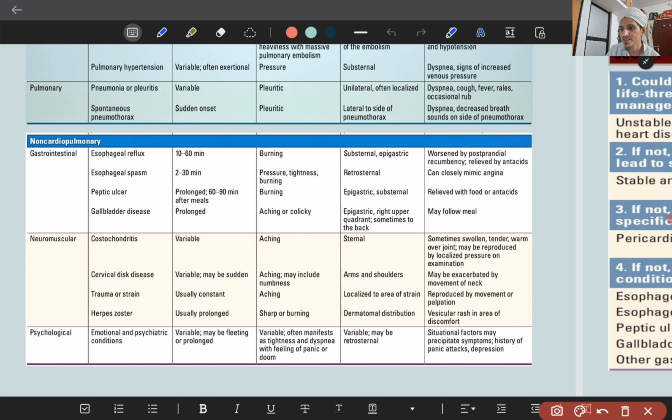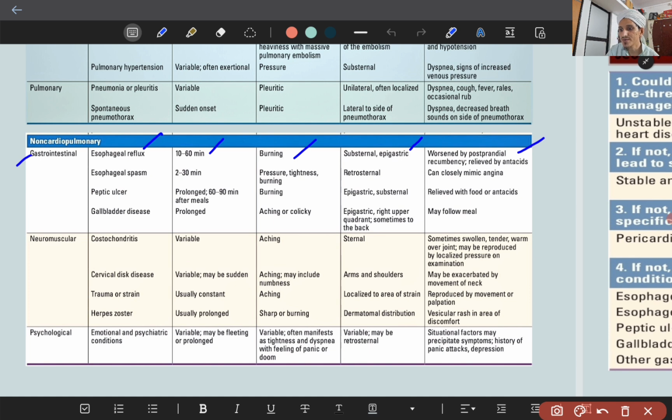Number one is gastrointestinal. In that, esophageal reflux because of reduced lower esophageal sphincter tone. There will be reflux of acid. So onset is from 10 to 60 minutes. Burning type of pain, substernal or epigastric, worsened by postprandial recumbency or relieved by antacids. So in relation to meal is the feature of reflux pain.